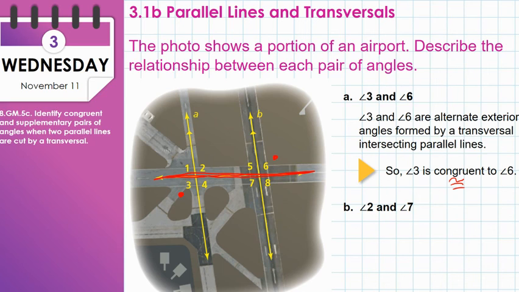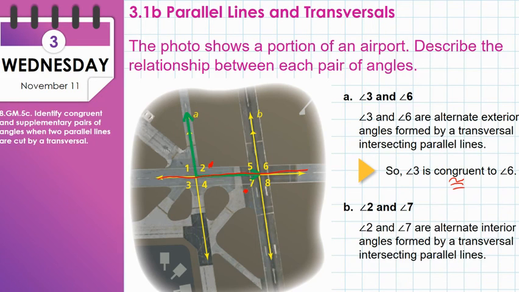For angle 2 and angle 7. Again, our transversal, angle 2 and angle 7. Interior, alternate. We have an example of two alternate interior angles. And again, the relationship between alternate interior angles is that these two angles are also congruent.